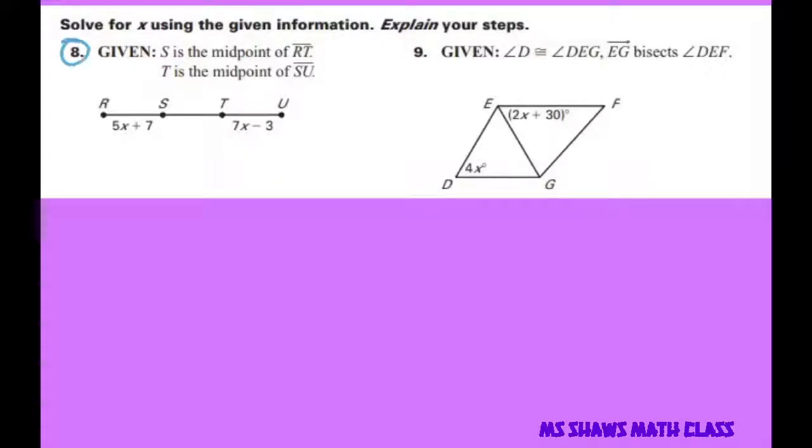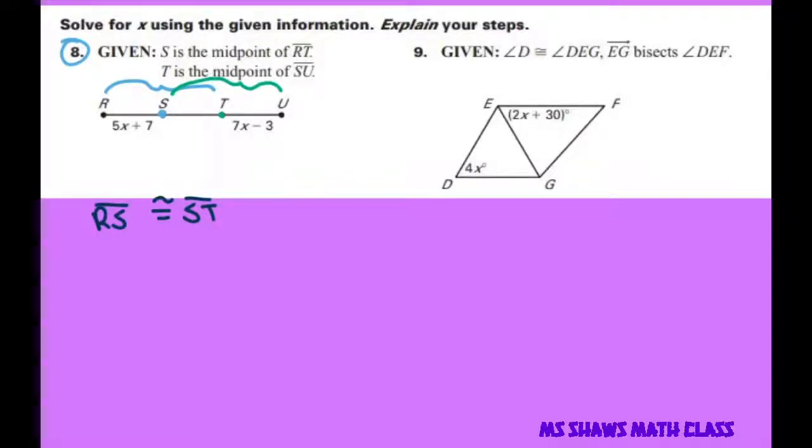So for number 8, we are given that S is the midpoint of line segment RT, and that T is the midpoint of line segment SU. Given that information, we know that segment RS is congruent to ST, and that's by definition of midpoint.